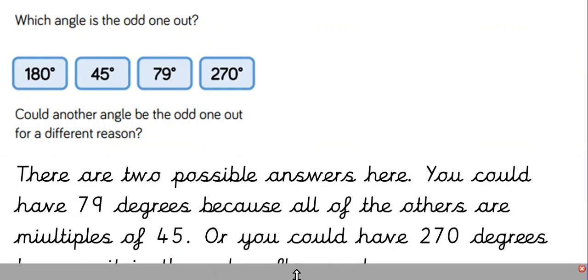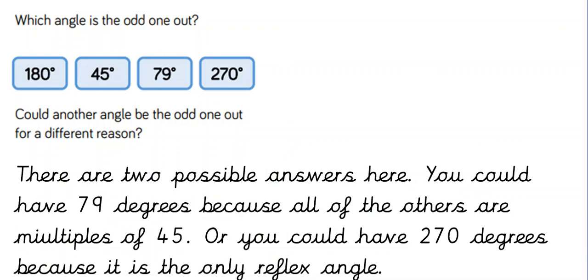Okay, so there's 2 different possible answers because there's 2 different odd ones out. So you could have had that 79 degrees is the odd one out because all of the other ones are multiples of 45. So 45, 180 and 270 are all multiples of 45. You should know this because when we are doing our angles, 180 is a half turn, 270 is a 3/4 turn, and 45 degrees is an eighth of a quarter turn, isn't it? Okay, so that's how you should know that all of these numbers are part of the 45 times table.